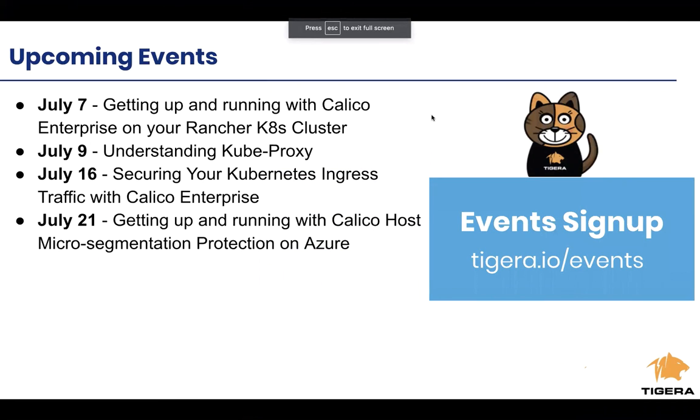That's it for the demo today. I just want to make you all aware of some upcoming events that we have. Later on this month, we have some events on getting up and running with Calico Enterprise on your Rancher cluster, an event on understanding Kubernetes kube-proxy, securing your Kubernetes ingress traffic with Calico Enterprise, and then getting up and running with Calico host microsegmentation protection on Azure. We're also going to have another Calico Enterprise Multi-Cluster Management event where we're going to explore some of the federated endpoint identity and services and policy use cases.